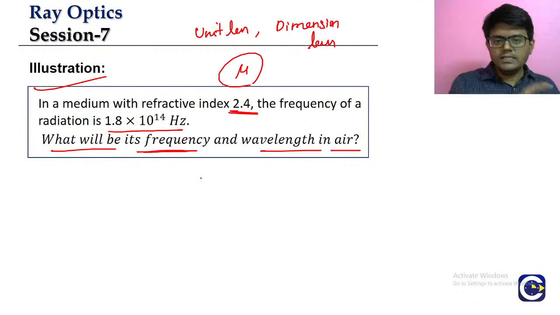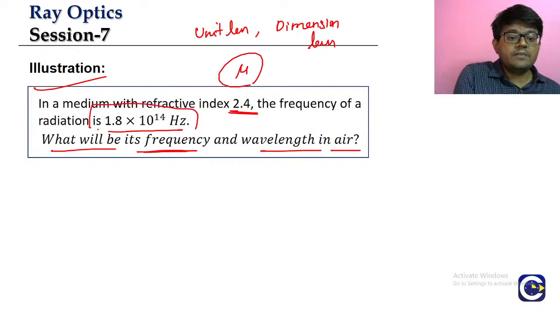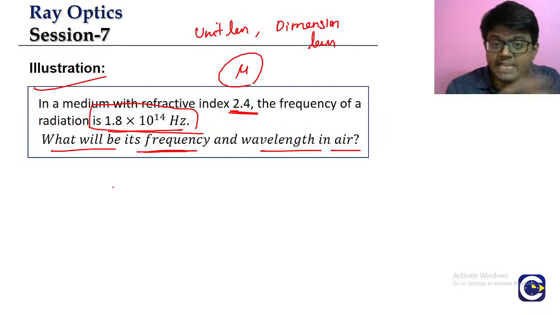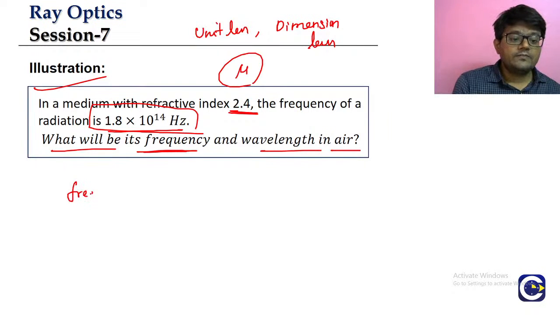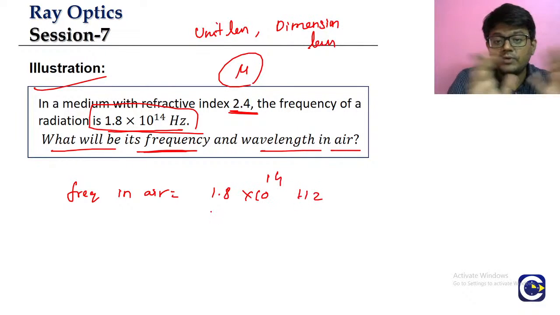Here, we just have to recall what we just discussed before. We are using the word light, but the same principle can be used for any electromagnetic radiation also. When the light or the radiation is moving from one medium to another medium, frequency is not going to change. Whatever frequency is given to us remains as it is. So the frequency in air is 1.8 into 10 power 14 hertz.